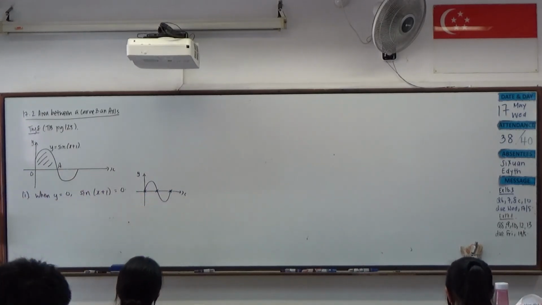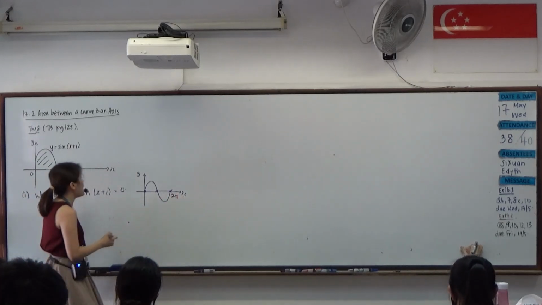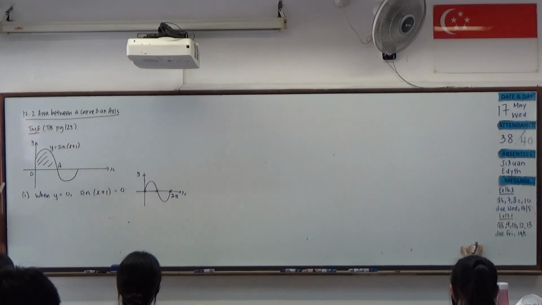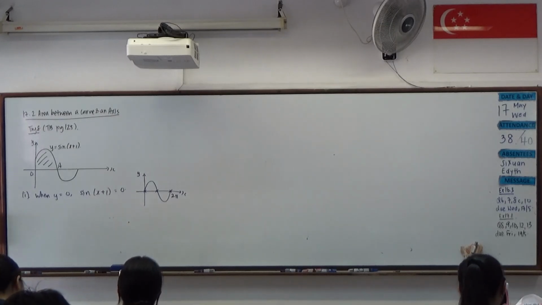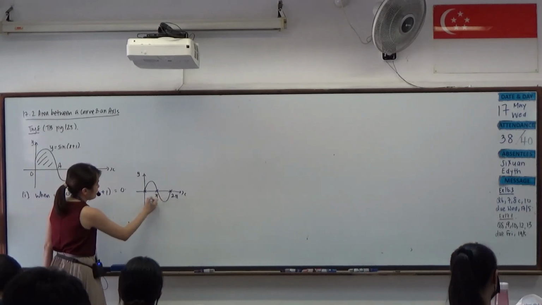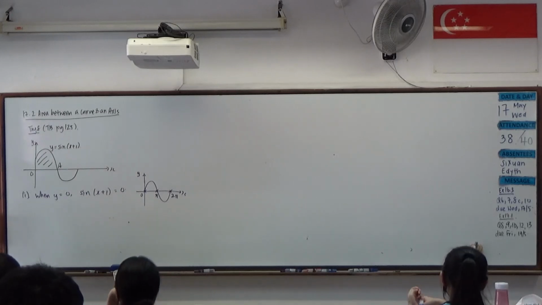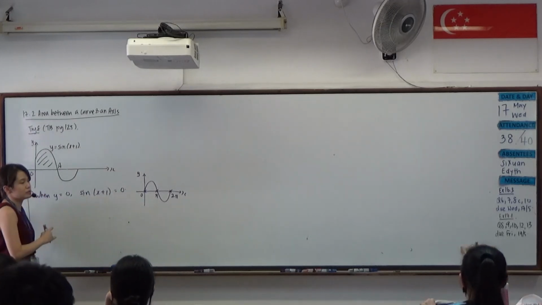We need to understand that for our very basic sine graph, the period is 2 pi. We are looking at radian mode. When it comes to area and all that, we always use radian mode. We don't use degree mode because it is not sensible to use degrees to calculate area. So we have 2 pi, pi, and 0 over here. These are the 3 important points that will result in y being equal to 0.